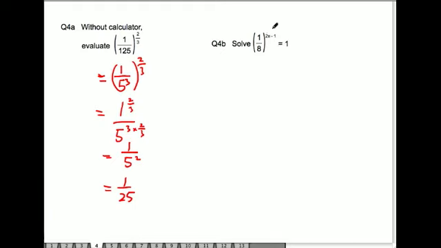In the second sum, we have an unknown power, therefore we need to make a common base. 1 can be expressed as any base to the power of 0. In this case, we need the base 1/8 to the power of 0. When the bases are the same, the powers must be equal. Therefore, 2 minus 1 must be equal to 0, giving us x equals a half.